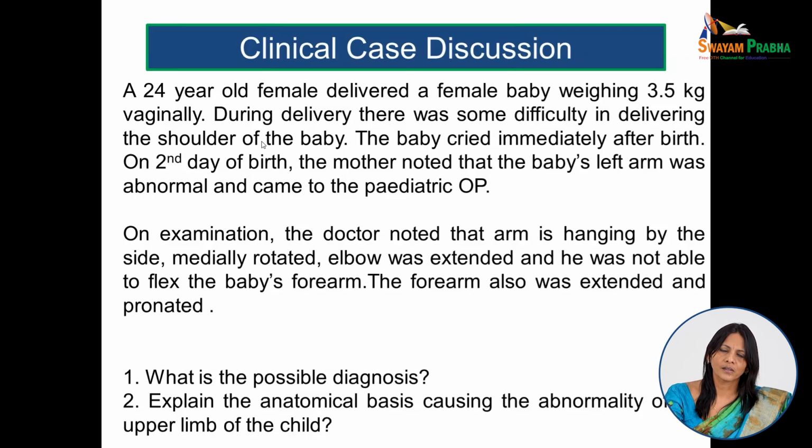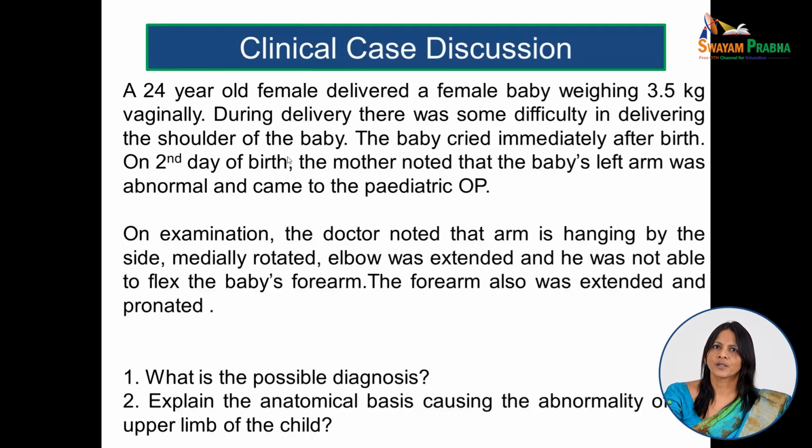I'm not saying all the babies which are large for weight have this problem. Some, depending on the pelvic dimensions of the mother and the position of the baby in utero. So the difficulty in delivering of the shoulder of the baby gives a clue that the upper part of the brachial plexus could be injured.